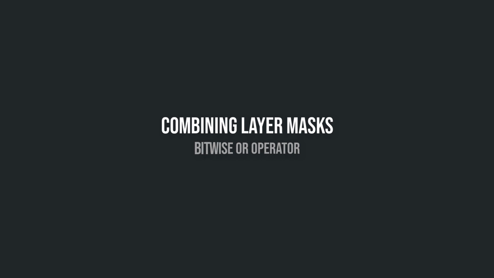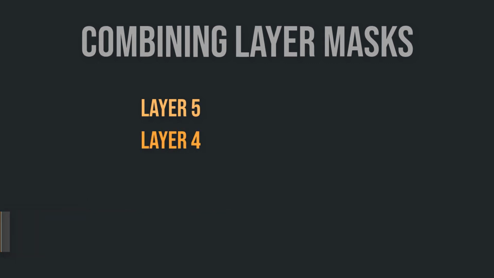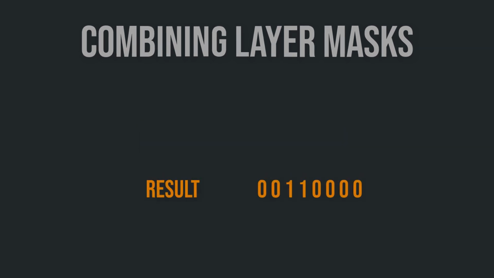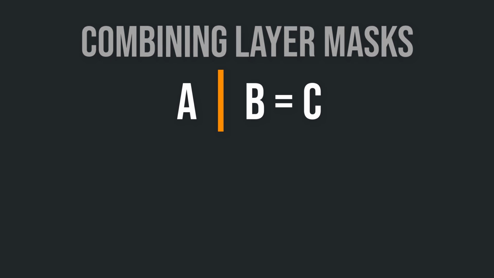Combining layer masks. Yet we only created a layer mask including 1 single layer. But what if we want to consider layer 5 and layer 4 in 1 single mask? This is achieved by generating 2 layer masks, one including layer 5 and another including layer 4, and by merging them together. Merging 2 binary numbers can be achieved with the bitwise OR operator. The OR operator is written as a single pipe and operates on single bits. On the left side you have the first bit, and on the right side is the second bit, the input bits. As a result, you get another bit, the result bit. Congratulations! You just merged 2 bits together.